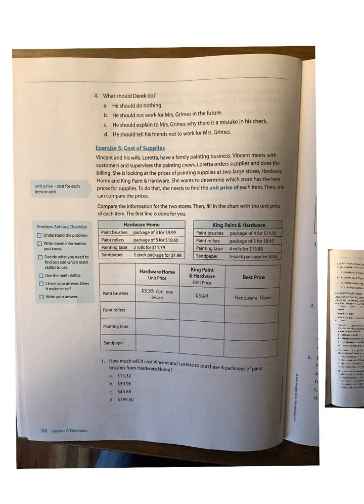Okay, so now we're going to exercise number 5. And the top of exercise number 5 is a continuation of the little discussion about Mrs. Grimes ripping him off some money. Okay, so exercise 5, cost of supplies. So Vincent and his wife Loretta, where do they get these names? They have a family painting business.